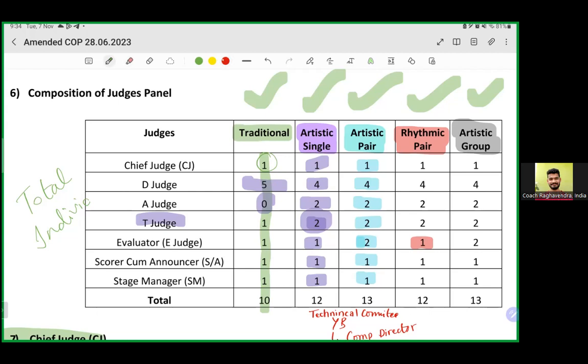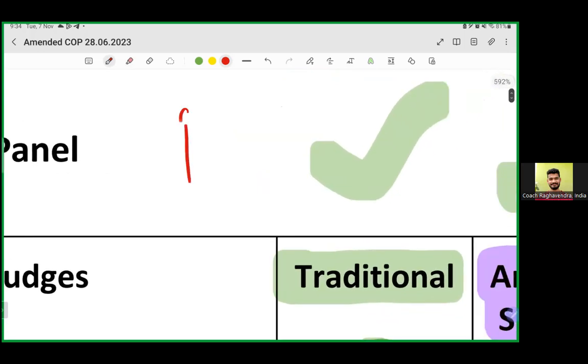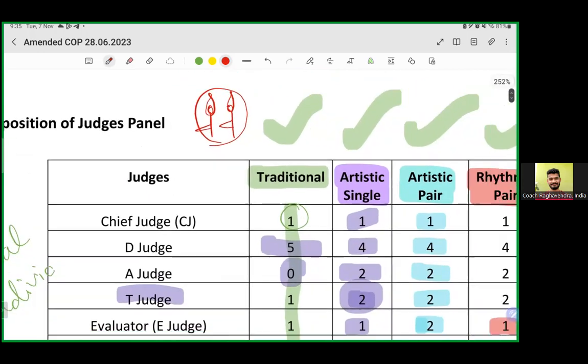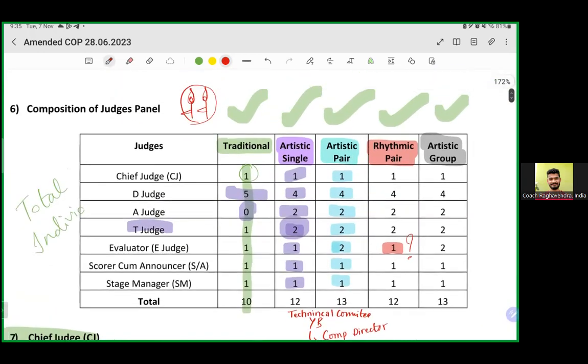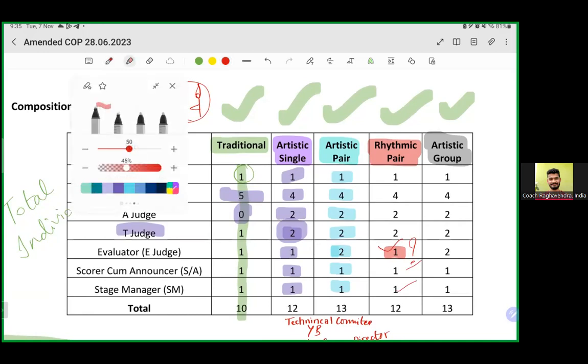Because here in rhythmic pair, the athletes will be demonstrating the same asana in the same direction. Let's say, Vrukshasana: this particular athlete is doing it, and the other athlete is also doing the same asana in the same direction. So this is considered as one single unit. That's why, in order to judge that particular sequence, the evaluator is only one person. Now, the scorer and stage manager are the same. Now, let's see the artistic group event.